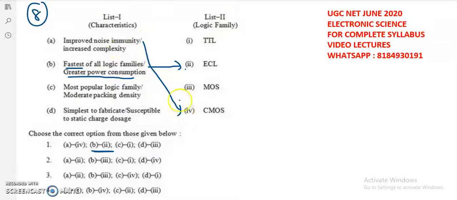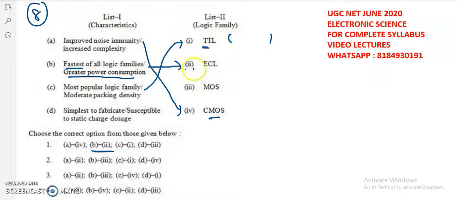That is the fourth one, that is CMOS. That means CMOS provides better noise immunity, but its complexity is very high, because in the same chip we have to fabricate both P and N MOSFETs. Coming to C, most popular logic family and moderate packing density. Out of all the logic families, the most popular is TTL, transistor to transistor logic. It compromises all the parameters.